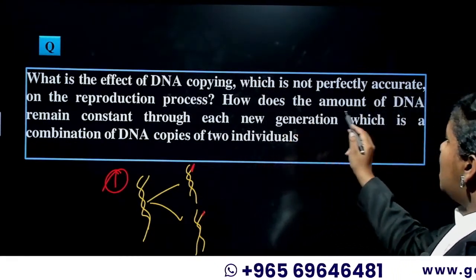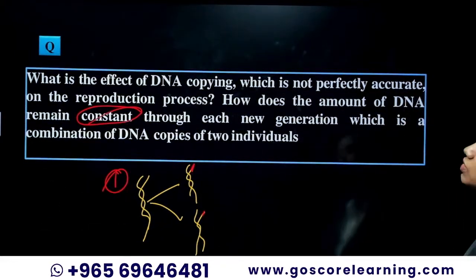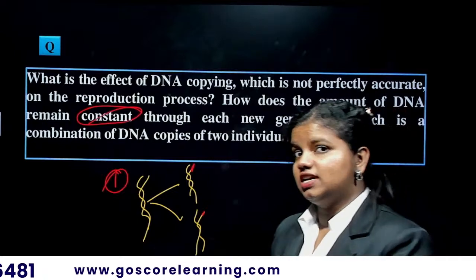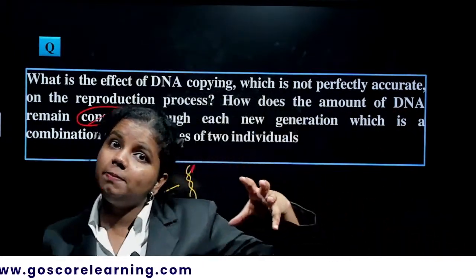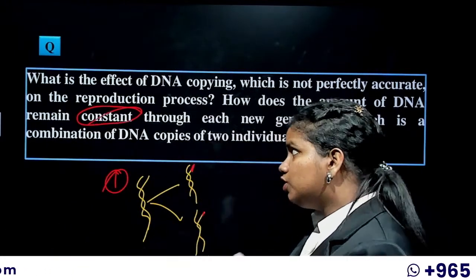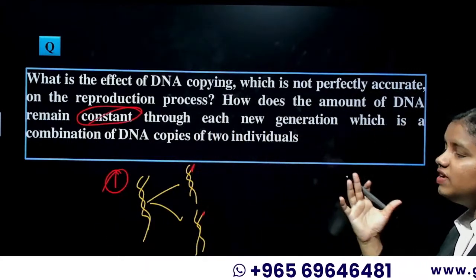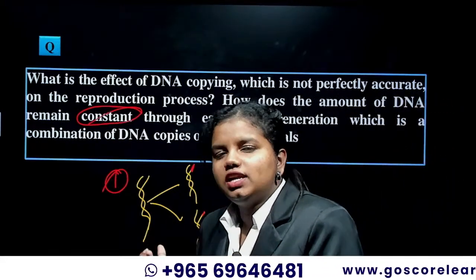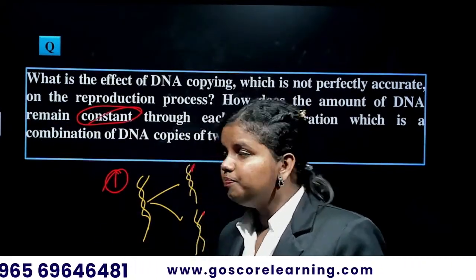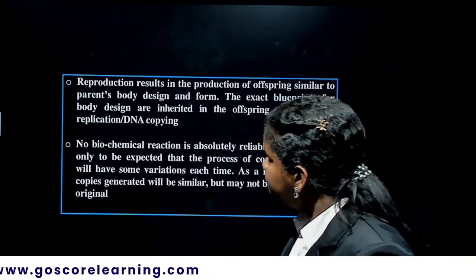And the second thing is, how does the amount of DNA remain constant through each generation, which is a combination of DNA copies of two individuals? Suppose it's a sexual reproduction, there would definitely be a male gamete and a female gamete. So how come both these gametes are contributing to a DNA content which is always constant? How does the DNA content always stay constant? The amount of DNA is always constant. It's not getting doubled or halved or anything. So how is it happening? I think the question is clear. It looks like a big question. The answer is simple.